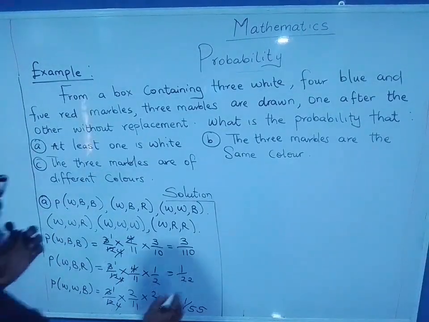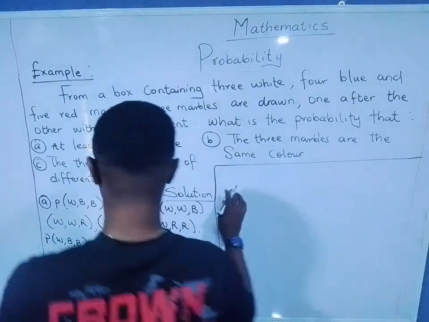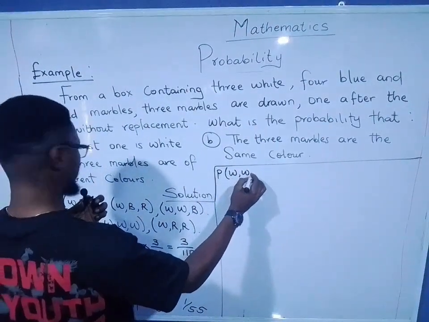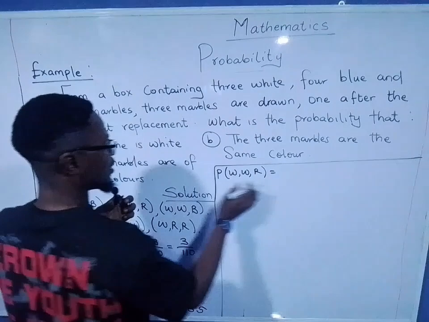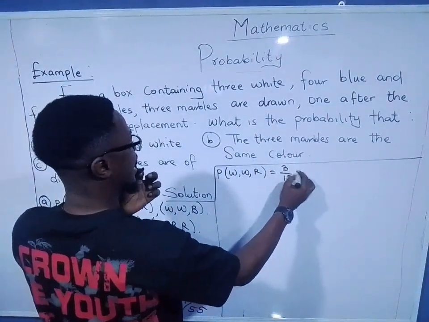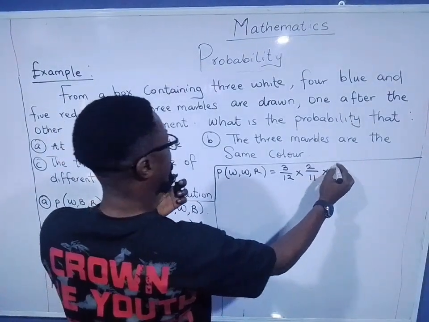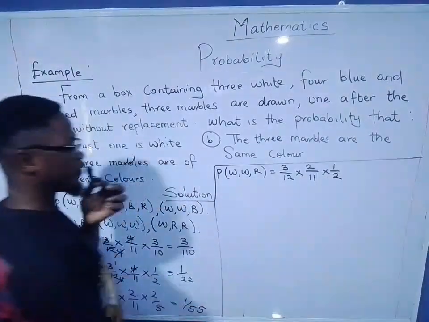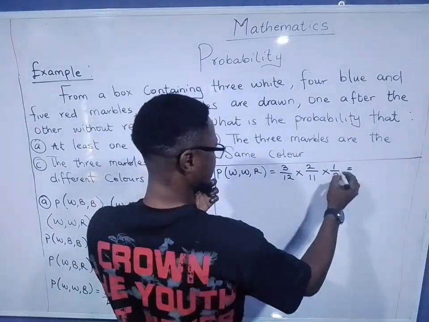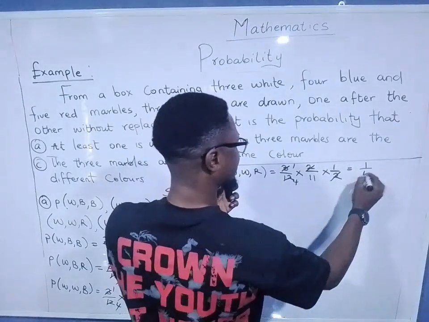Take it easy. The next one is probability of getting W red, red. Okay, so this is what? 3 over 12 times 5 over 11 times red is what? 4 over 10, which is 2 over 5, right? So this will cancel this, 1 over 44, right?